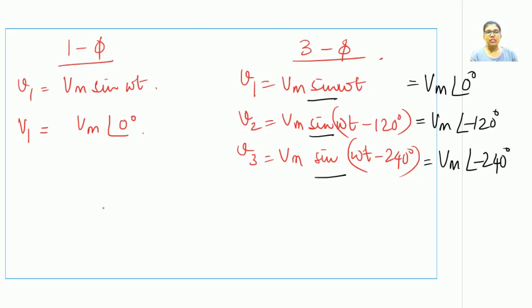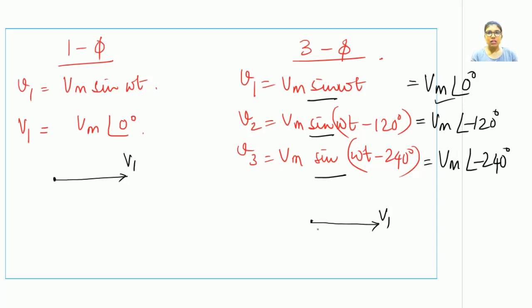Now let us represent the phasor diagrams. For a single phase, how was the phasor diagram being represented? This is V1, which is Vm angle 0 degree. Now for a three-phase system, since there are three values of voltages, we will have all the three phasors present on a single diagram. Now let us represent our reference first. This is V1, which is Vm angle 0. What about V2? V2 is Vm angle minus 120 degree.